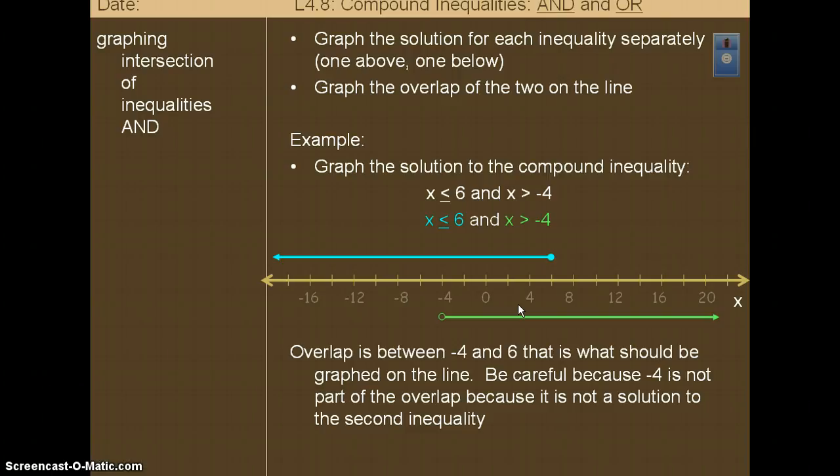But we have to be careful, because -4 is actually not part of the overlap, because it's technically not part of the green inequality. So we're just going to graph this right here. The solution is -4 is less than x is less than or equal to 6. We can write this interval out with a double inequality.